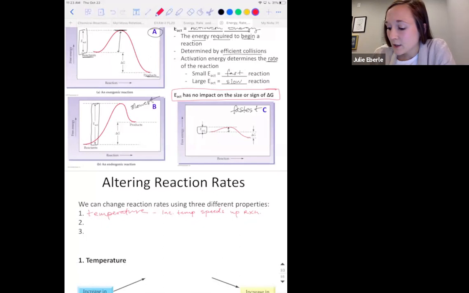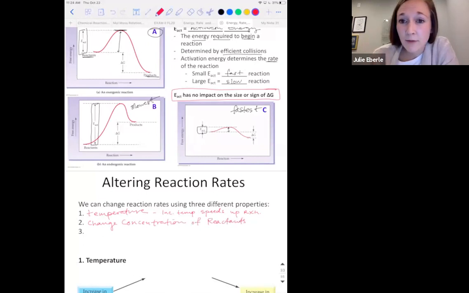The second thing we can do is change the concentration of reactants. Okay. We can add more molecules. And if we're doing a reaction in a confined space, like a test tube or a beaker, the more molecules you have in there, the more they're going to collide with one another. Okay. And the more the reaction is given the chance to happen.